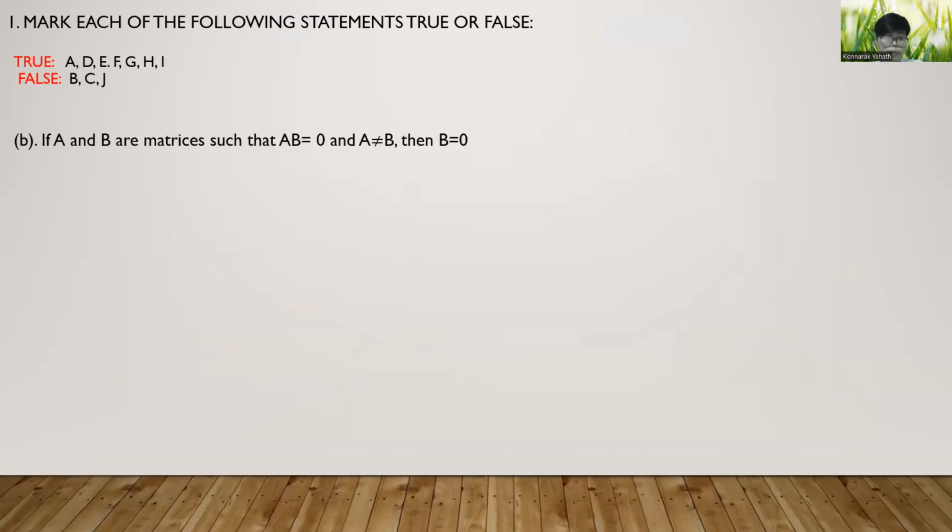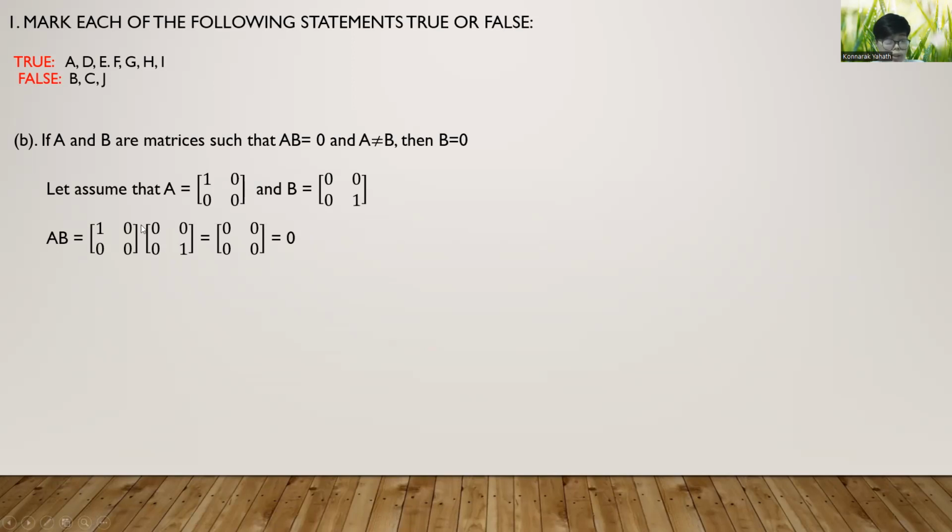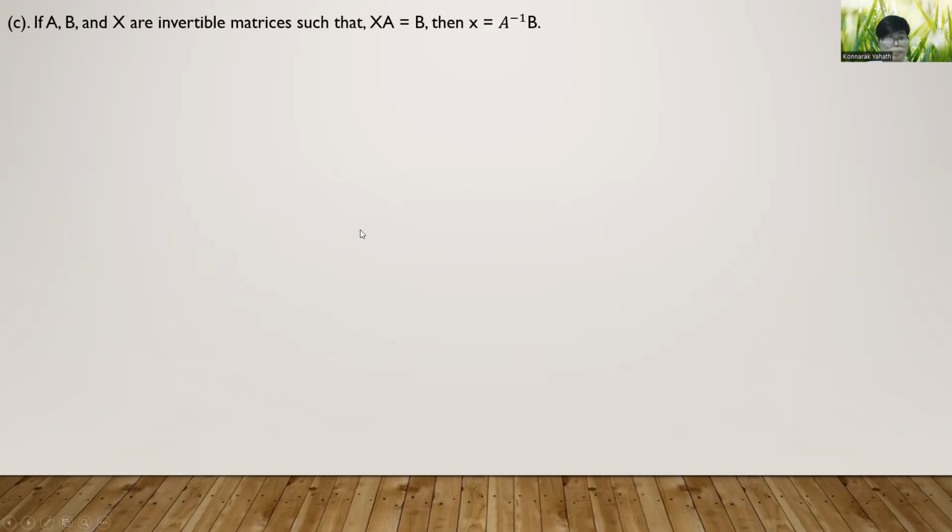First statement is B. They said that if A and B are matrices such that AB equal to 0 and A is not equal to B, then B is equal to 0. So I assume that A is equal to this matrix, and B is equal to this matrix. And when I do the multiplication, A and B, we get the 0 matrix. And A is different from B, but B is not equal to 0, which is different from the statement. So this statement is false. Move to the next problem.